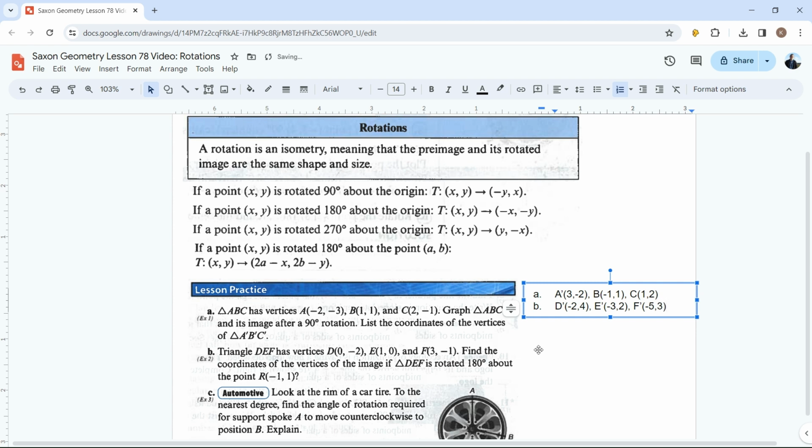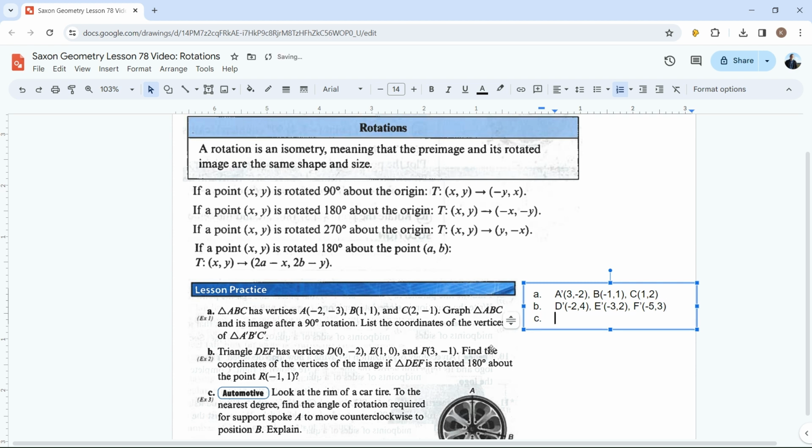And these are my new images for my rotation of this triangle 180 degrees about the point R, negative 1, 1. Okay, so that is how you do this. Again, I would encourage you to go ahead and graph these and take a look at what this image triangle looks like compared to the original, just so you can see.